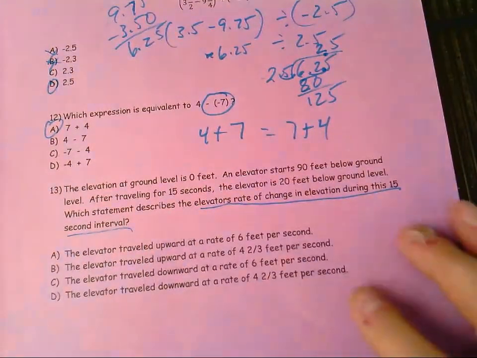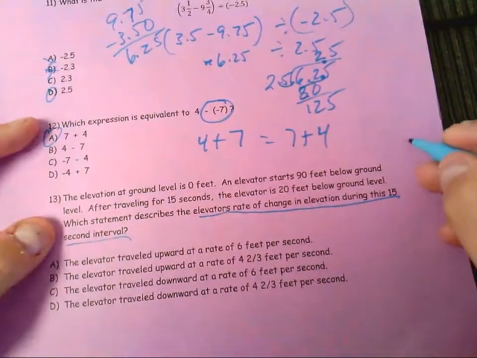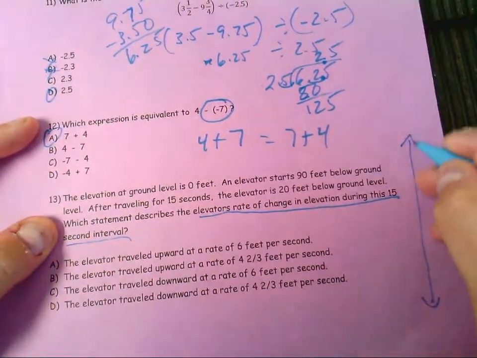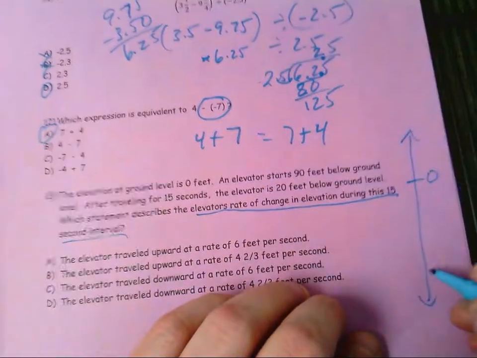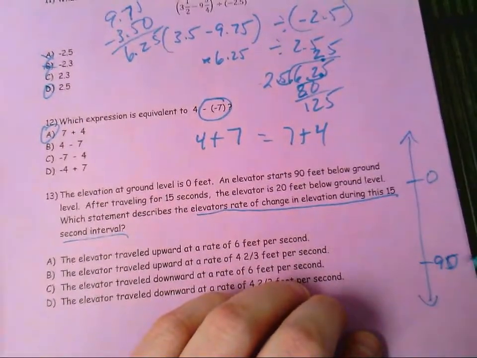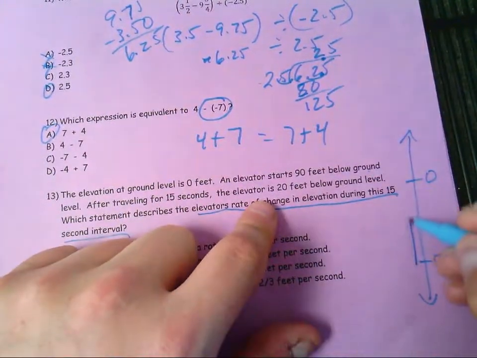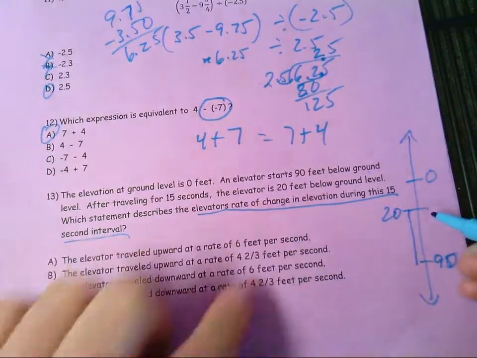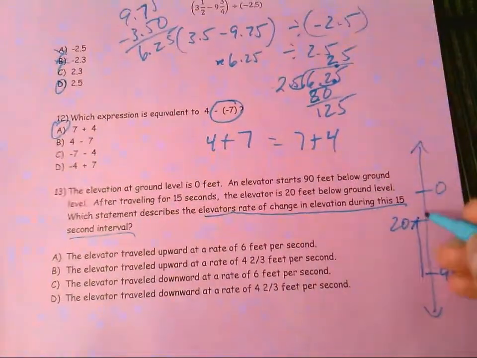Okay. Starts at 0, 90 feet below. I'm going to draw a picture of this. And this is really the first time I've looked at this problem, so you're actually going to get to hear my entire thought process. So I'm starting 90 feet below. After 15 seconds, it is now at 20. What is the rate of change? Well, it went up. Okay.